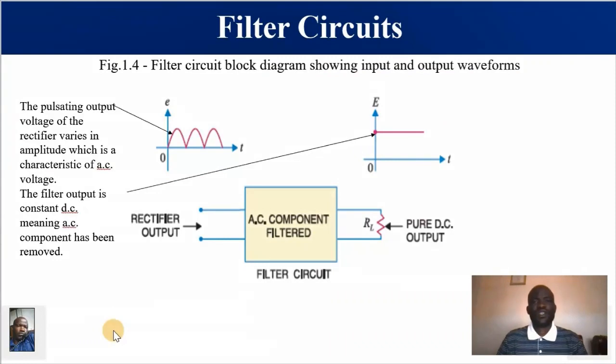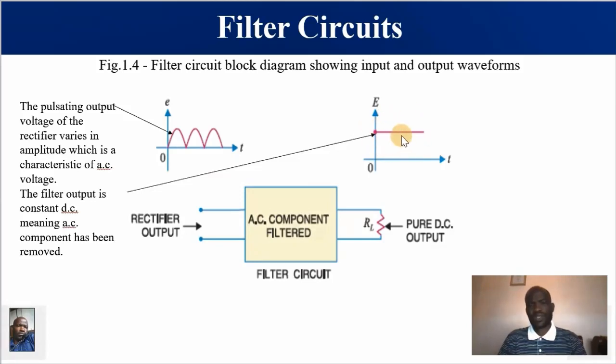I've said the filter circuit is connected at the output of the rectifier just before the load. Hence, this is our filter circuit, and it removes the AC component. This is the output of the rectifier. As you can see, these are pulsations. We've got some ripples. We want a constant DC output. So the output of the filter is fed to the load, and this is a constant DC output. Normally, it is not like this, but this is the ideal.